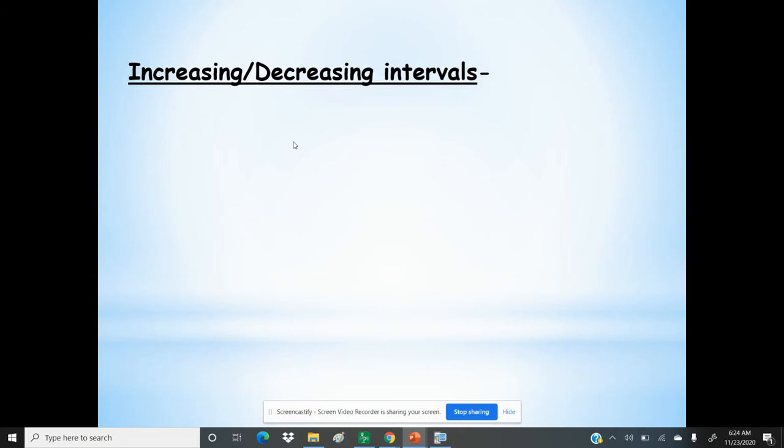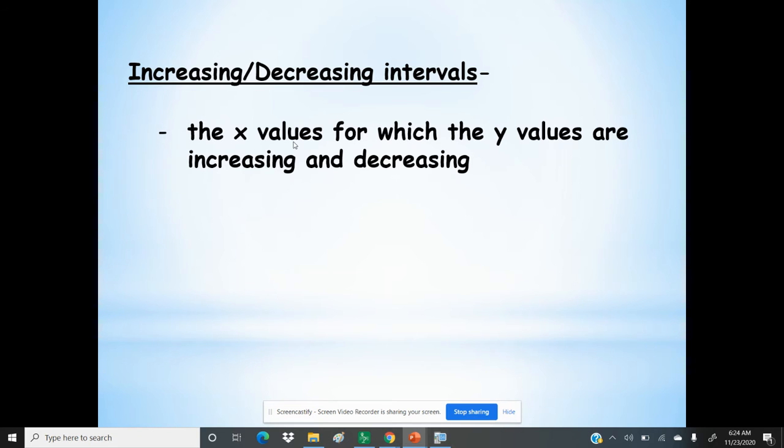Increasing and decreasing intervals are defined as the x values for which the y values are increasing or decreasing. So this is a little interesting because we write these in what is called interval notation, which will look like an ordered pair because it'll be in parentheses, but it's written as like x1 comma x2. So the first x is where your y's are starting to increase or decrease, and the second x is where they stop increasing or decreasing. And you'll see this when we go through an example.